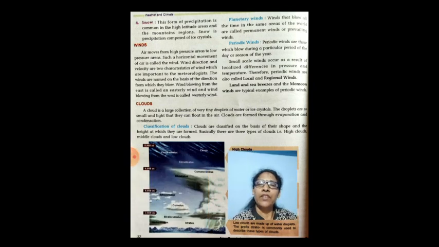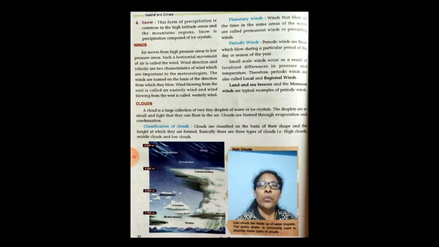Another element is winds. Air moves from high pressure areas to low pressure areas. So the horizontal movement of air is nothing but the wind. Wind direction and velocity are the two characteristics of wind which are important to the meteorologist. The winds are named on the basis of the direction from which they blow. So wind blowing from the east is called an easterly wind and wind blowing from the west is called a westerly wind. There are two types of winds, that is planetary winds and periodic winds.